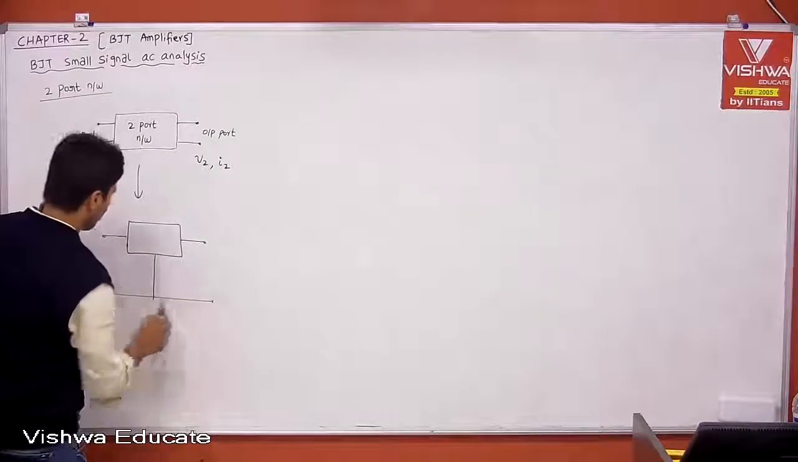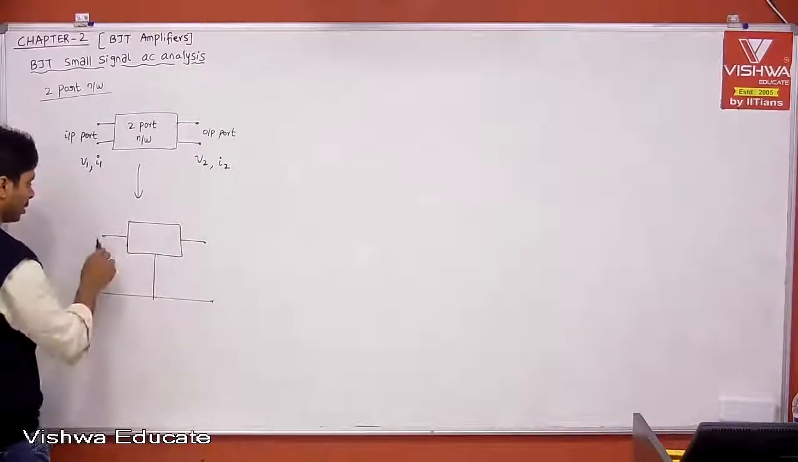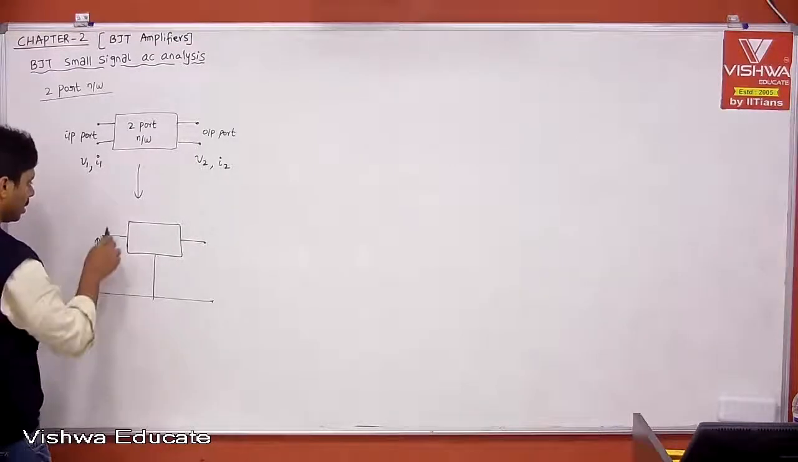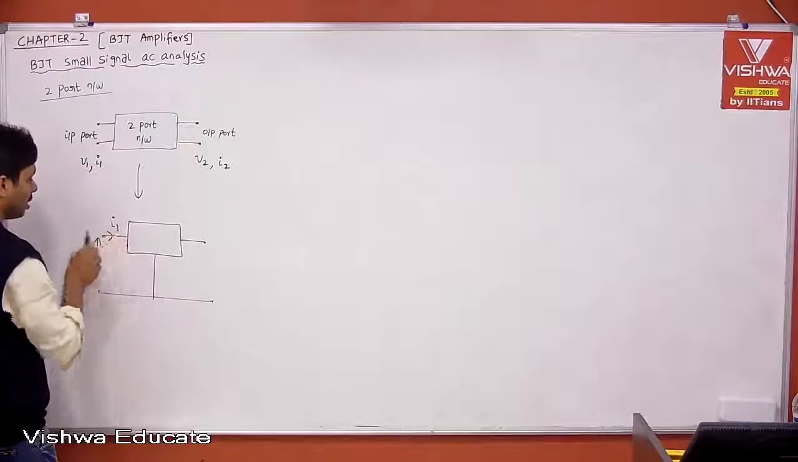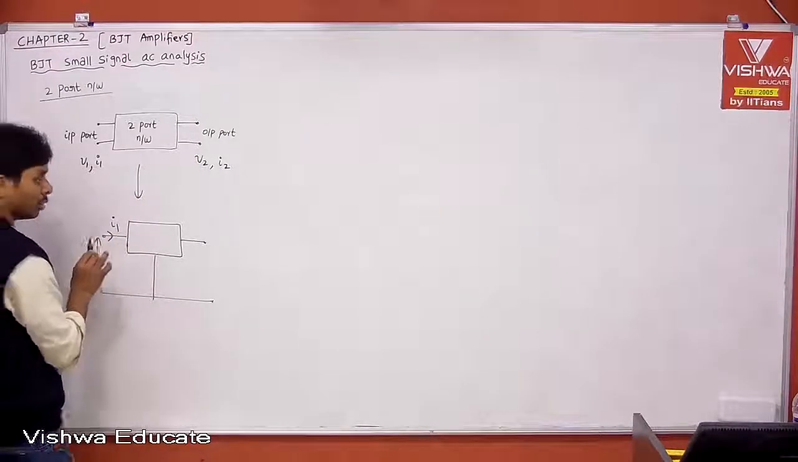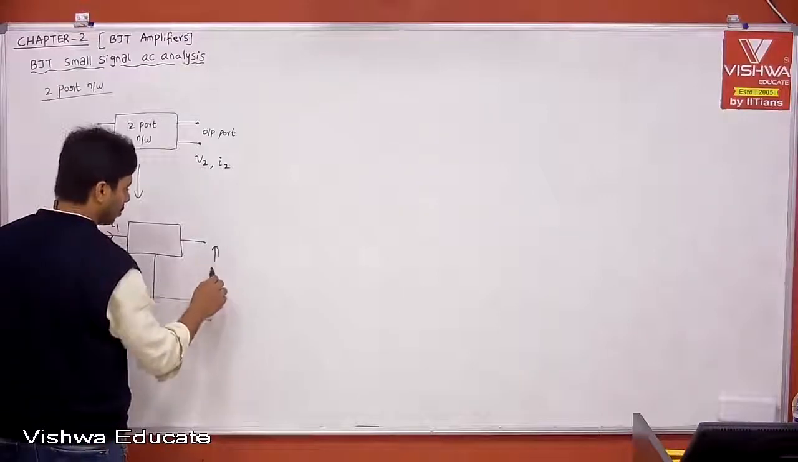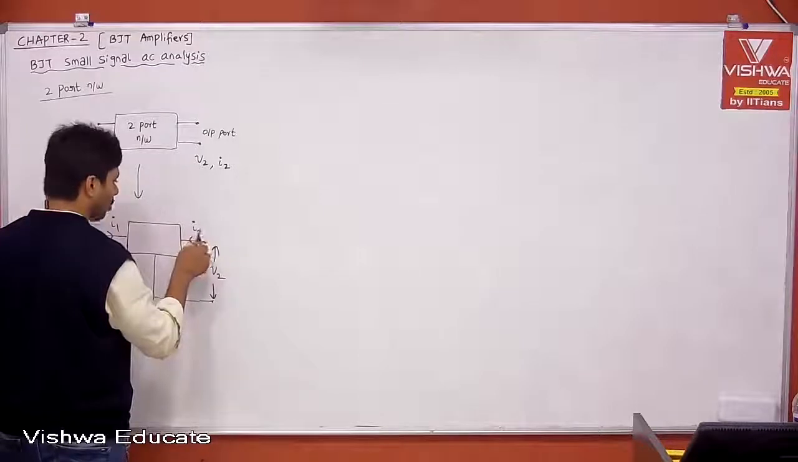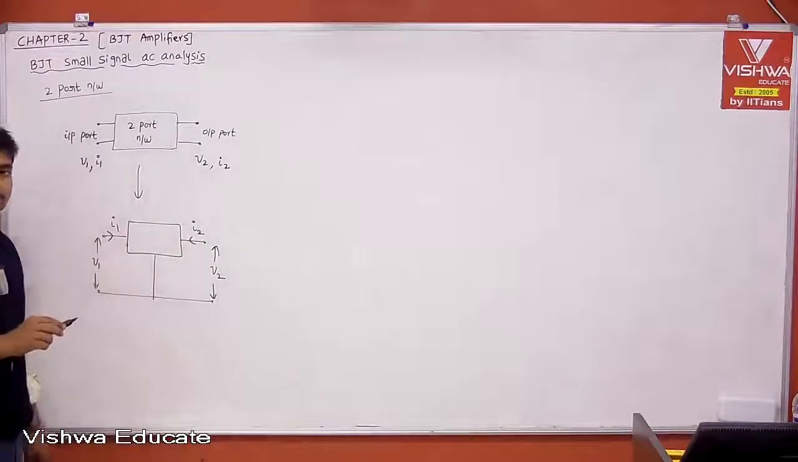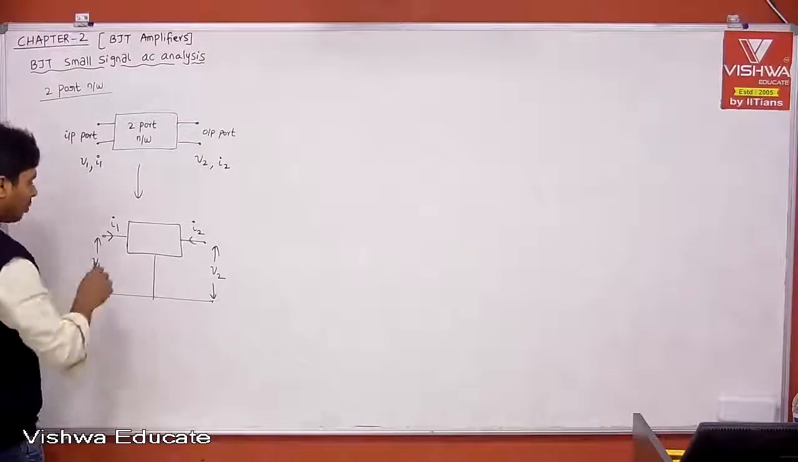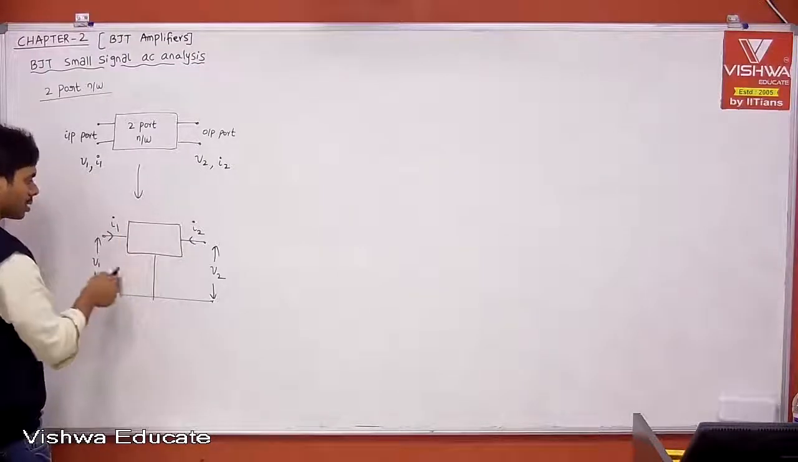Therefore, now 1 terminal is common for both input and output. Now, this is your input port. Let me define it with input voltage V1 and input current I1. This is the current which is entering into your black box, that is the two-port network notation. Similarly, your output voltage V2 and output current I2, which is entering into your output port, that is your two-port network notation.